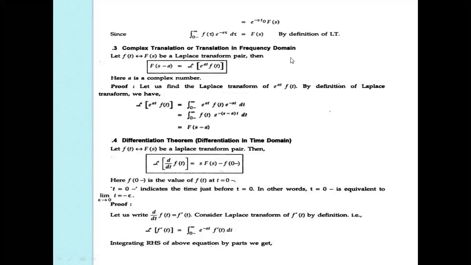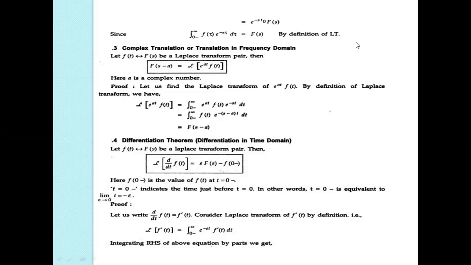Now the third property, the frequency domain property. It is nothing but the frequency shift property, complex translation, or translation in the frequency domain. It is also called the frequency shift in the Laplace transformation. What is the frequency shift here? S minus A, with the Laplace transformation of e power at into f of t, e power a into t f of t. Instead of a, here I am taking the a value.